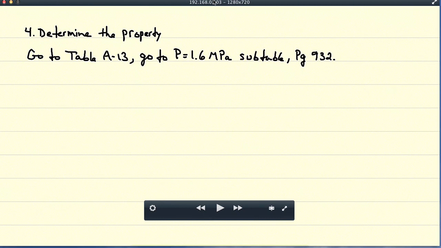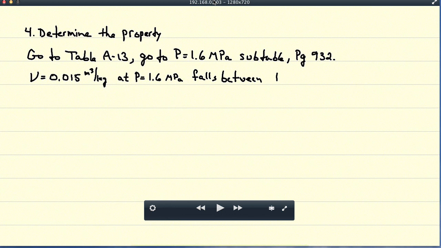Let me just summarize what we just did. We found that a specific volume of 0.015 cubic meter per kilogram at a pressure of 1.6 megapascals falls between a temperature of 80 degrees C and a temperature of 90 degrees C. So what that means is that we need to linearly interpolate.